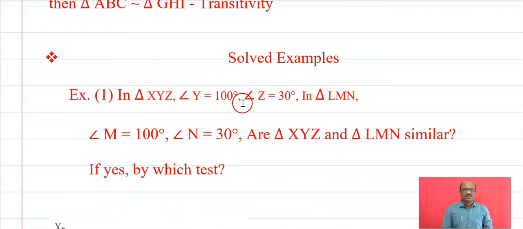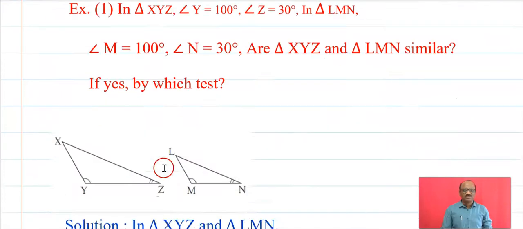Now the solved example. In triangle XYZ, angle Y is equal to 100, angle Z is equal to 30. In triangle LMN, measure of angle M is equal to 100, measure of angle N is equal to 30. Are triangle XYZ and triangle LMN similar? If yes, by which test?